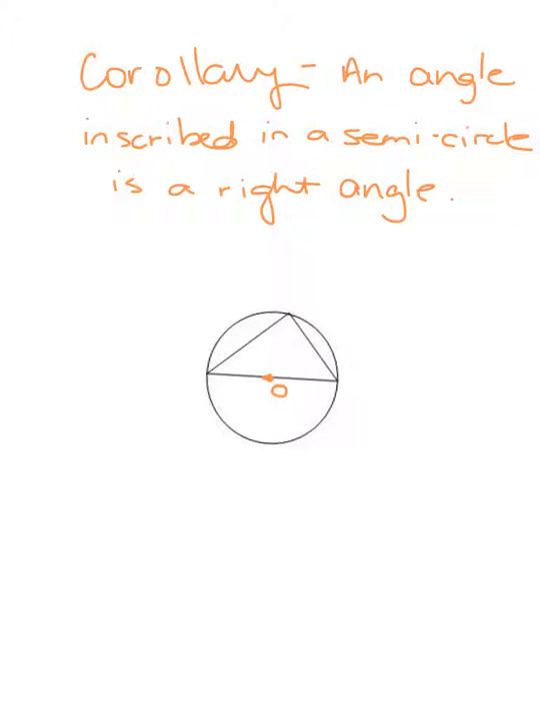Our next corollary states that an angle inscribed in a semicircle is a right angle. So I can see that this chord right here goes right through the center, so it's a diameter, and I notice that this inscribed angle is inscribed in a semicircle because the chords meet right at the ends of the diameter. So therefore I know that the measure of that angle is 90 degrees, so it's a right angle.